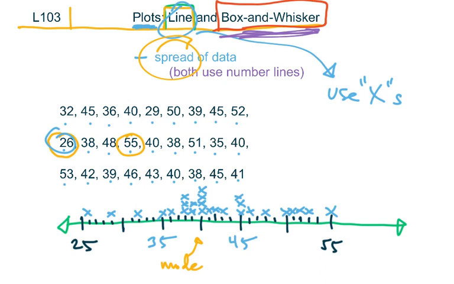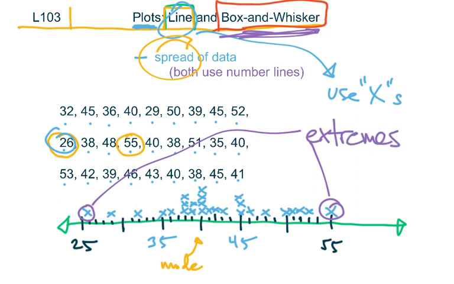A couple other things I want to point out, now that we've put them in order. Not only could I easily see my mode, I can easily see what I would call my least value, right? So that 26 was my least, and that 55 is my greatest. When we get into our box and whisker world, those are going to be called extremes, lower extreme and upper extreme. Another thing I could figure out from this would be, what's my middle?